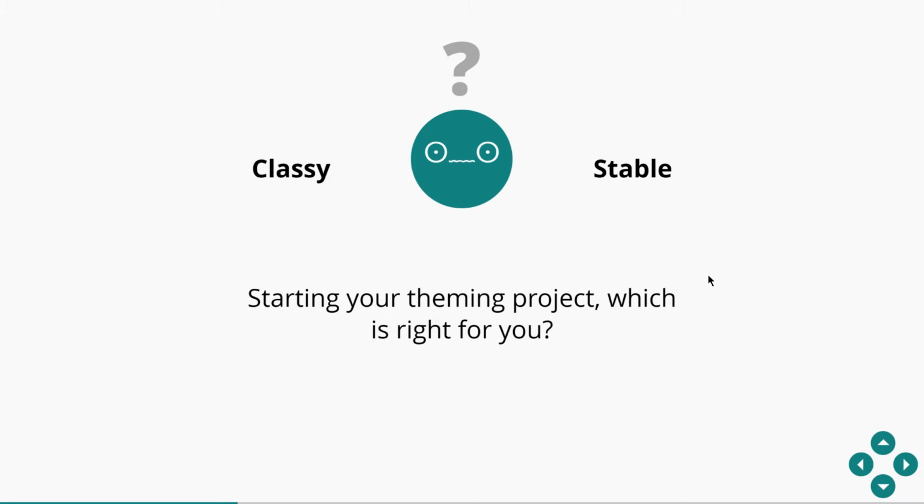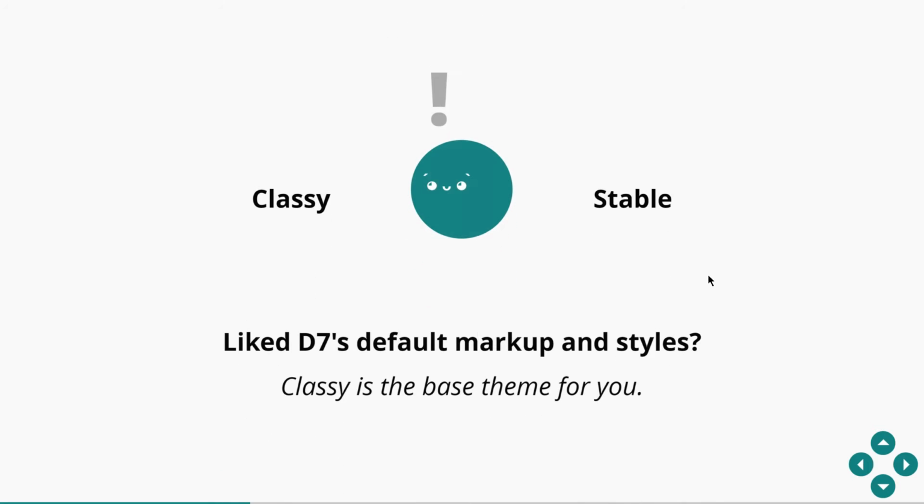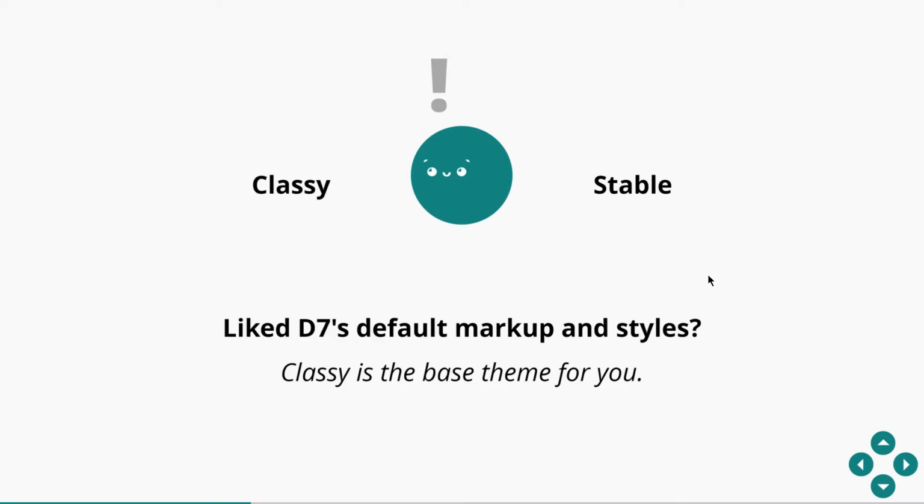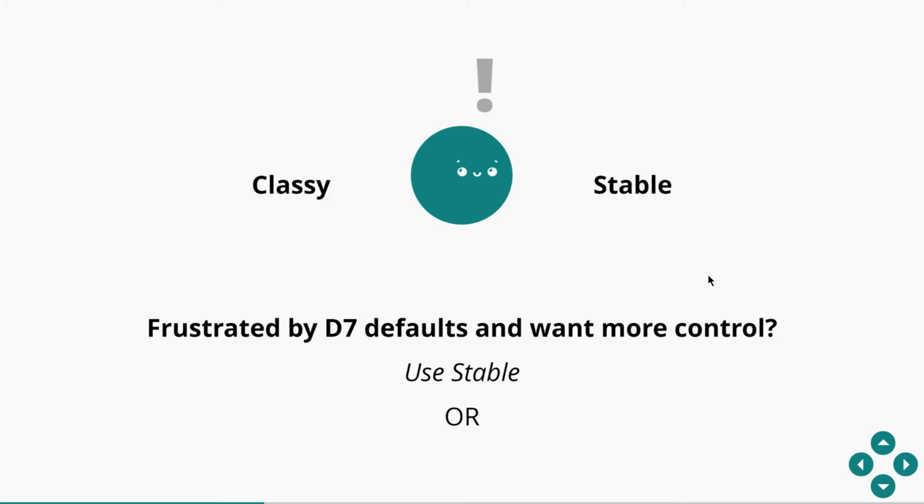So if you're wondering which one you should use, you're starting a new project, you're not necessarily looking to use a contrib theme, should I use Classy or Stable? So the general rule I have is if you liked working in D7, you liked having a lot of the basic stuff done for you already, use Classy. Classy's great. You will enjoy that a lot. If you're frustrated by D7 defaults and you wanted a lot more control and you didn't want to have to mess with anything, use Stable.